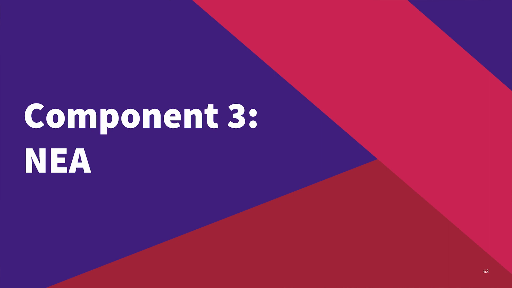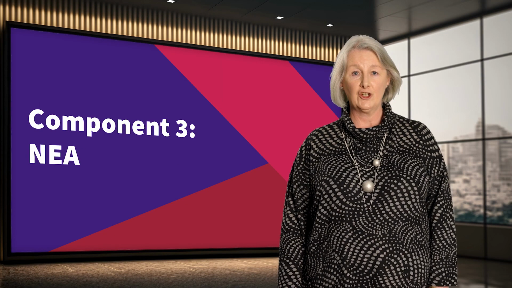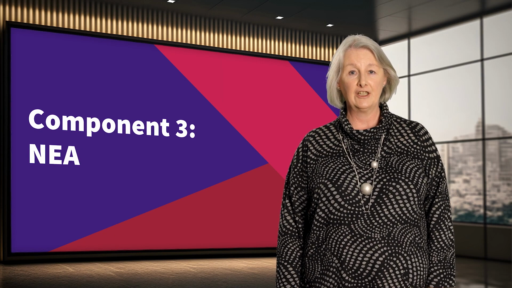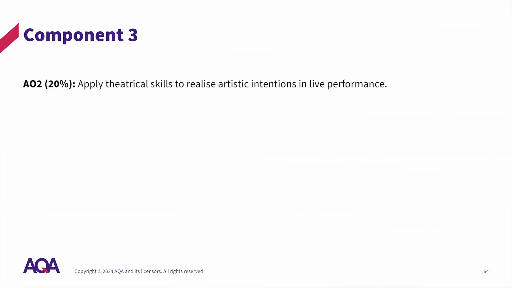Component 3, NEA. And if we now just touch upon the final component and consider assessment in Component 3. At GCSE, this incorporates AO2 at 20%, apply theatrical skills to realise artistic intentions in live performance. The scripted performance at both GCSE and A-Level incorporates assessment objective 2, apply theatrical skills to realise artistic intentions in live performance. No supporting written work is required at GCSE.